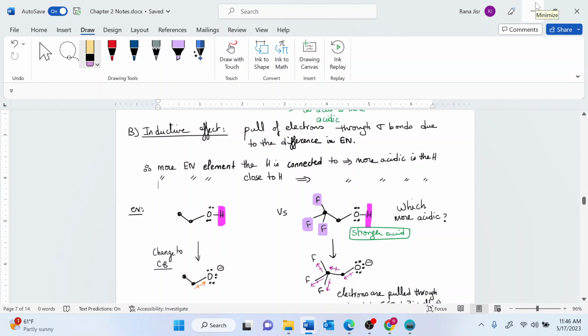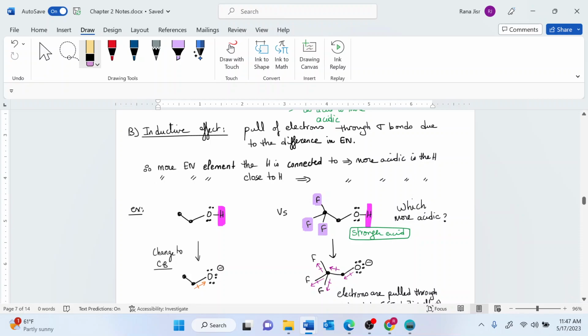Inductive effect is another factor that we use to determine the acidity of acidic hydrogens. By definition, an inductive effect is the pull of electrons through the sigma bond, and it is caused whenever you have an electronegative element that is very close to the acidic hydrogen. The closer the electronegative element is to the acidic hydrogen, the more stable the conjugate base is and the more acidic the acid is. Also, the more electronegative elements you have closer to the hydrogen, the more stable the conjugate base is, and the more acidic the acid is.